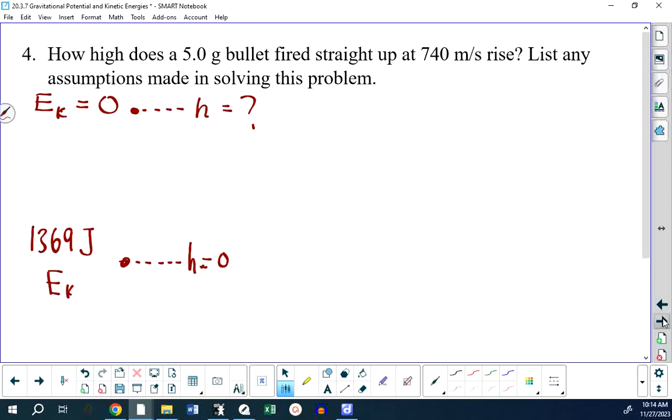If it were this, does this make sense so far? That at the top it's going to have no kinetic energy. Where will its kinetic energy have gone? Noah? Gravitational potential energy. And at the bottom, there's 0 joules of gravitational potential energy. So at the top, the gravitational potential energy would be equal to 1,369 joules. But now, what's the assumption? What are we assuming here?